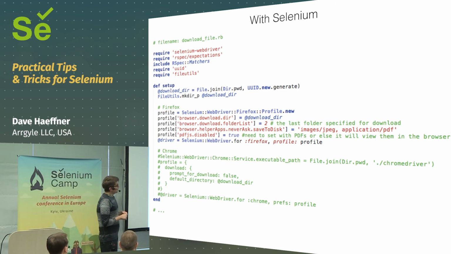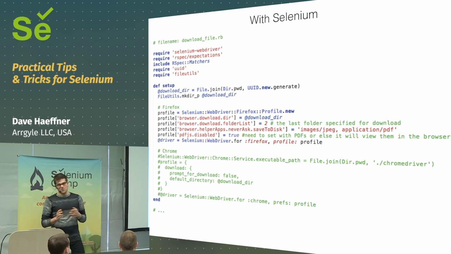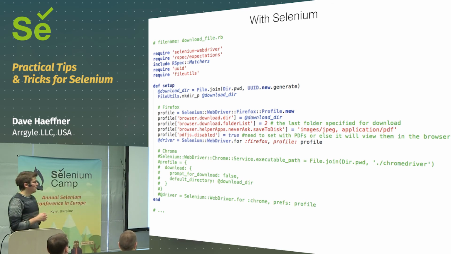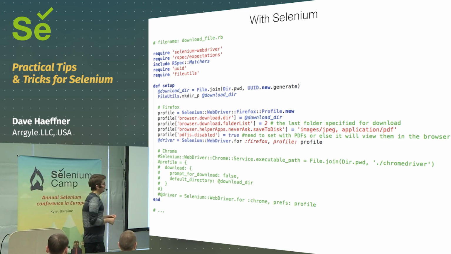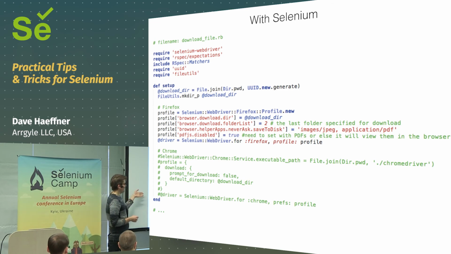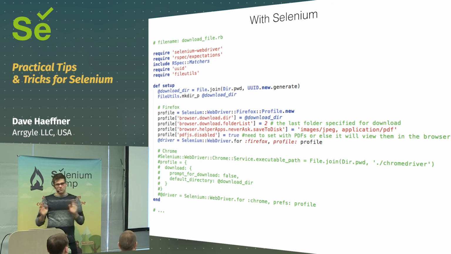And then you tell it which types of MIME types you want to save to disk. And then you have to make sure you disable the PDF viewer just in case it happens to be a PDF, or else it'll view it in the page and won't download it. And then you're good to go. But that's only Firefox. If you want Chrome, you have to do something different that involves kind of this hash map thing. And then Internet Explorer, pretty sure that's harder just by default.